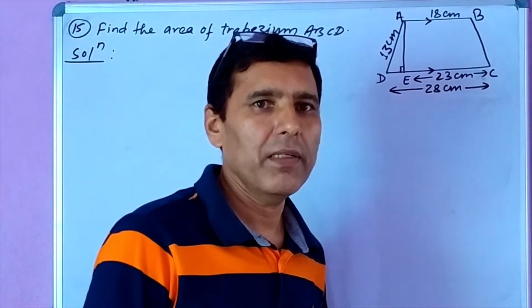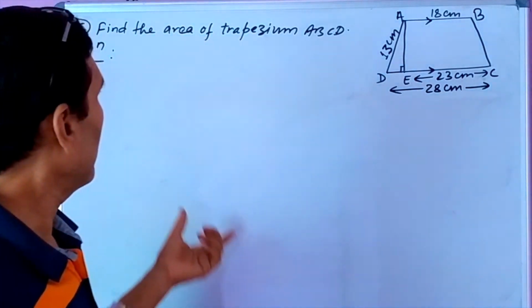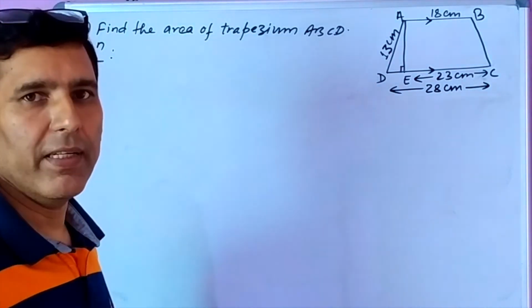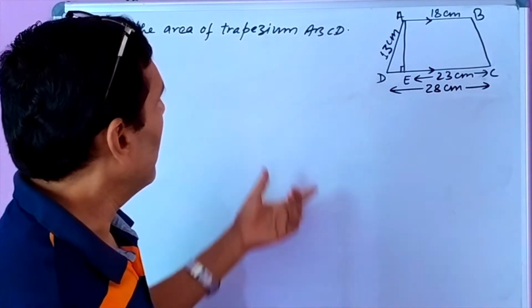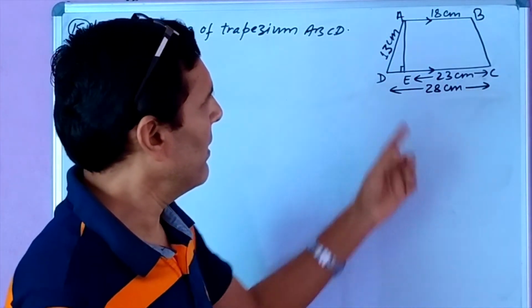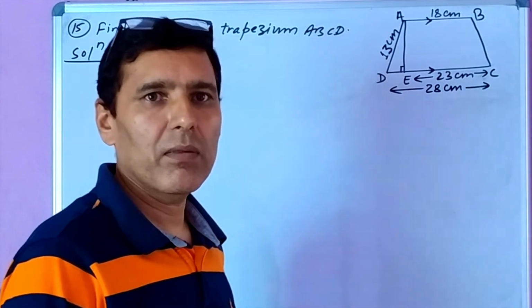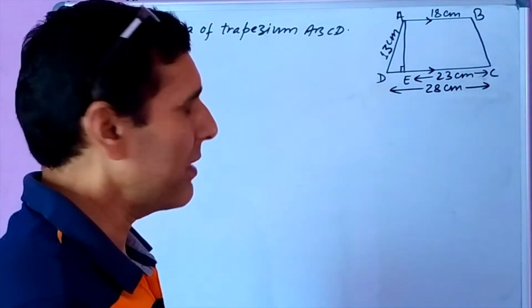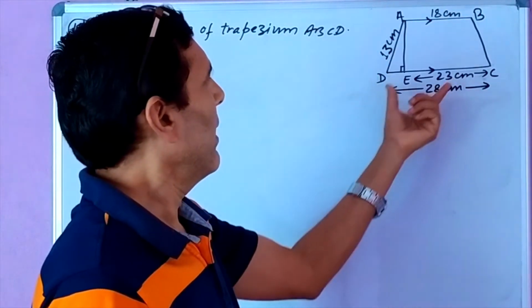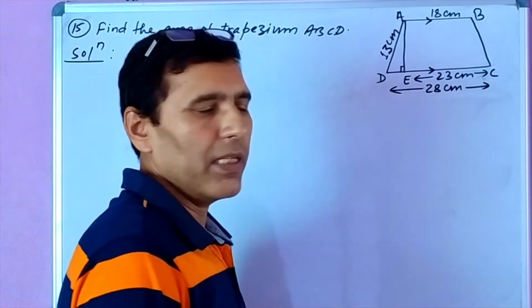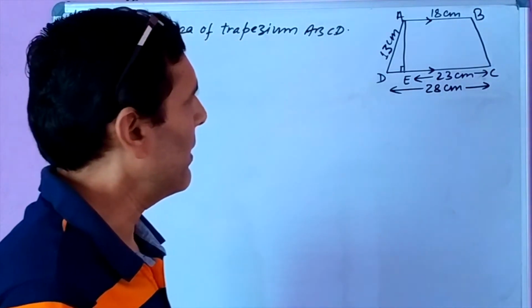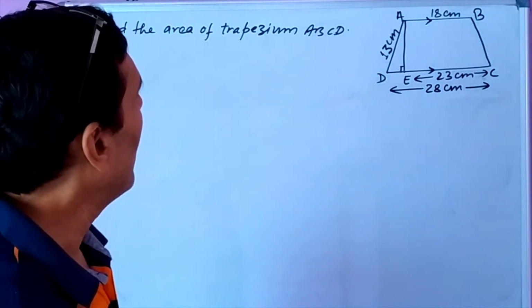Here we have another question. Short question, 2 marks question from geometry. Question number 15. Here you can see ABCD is a trapezium. A trapezium is a quadrilateral having one pair of opposite sides parallel. Here the two sides AB and CD are parallel, so it is a trapezium.